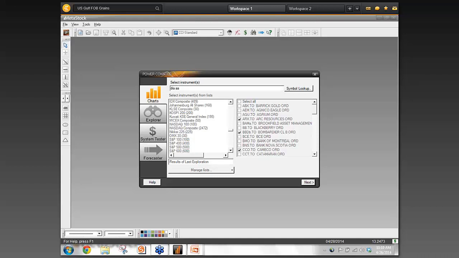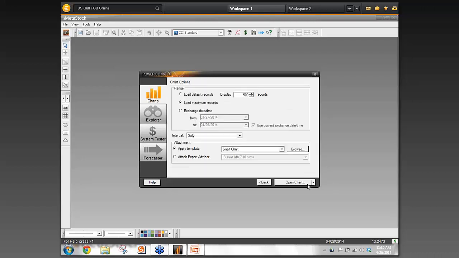And maybe Apple, AAPL.O. And I can just put in as many different symbols as I want right here. I just type in the ones, separating them with a space. I can open up as many charts as I want. Go ahead and click on Next here. And I'm just going to load in about 2 years, so the default records.